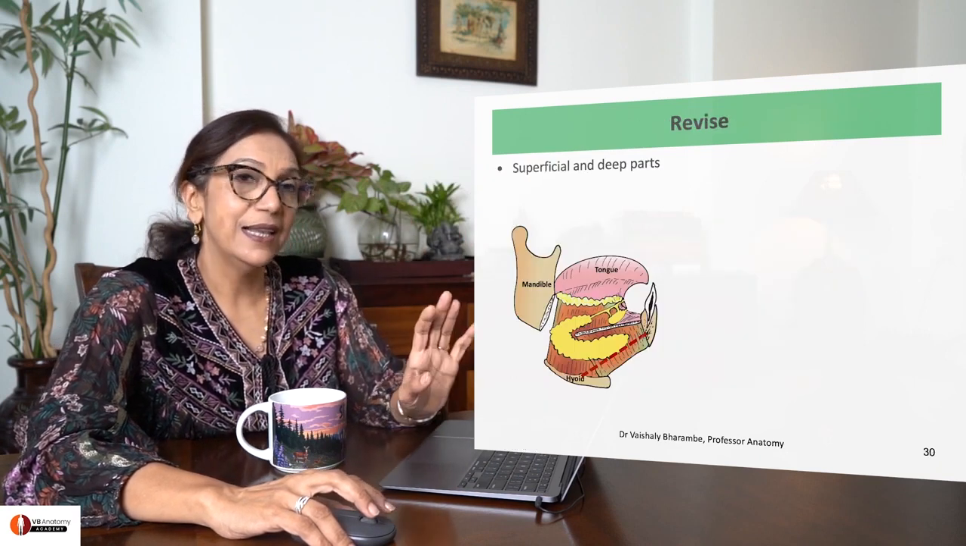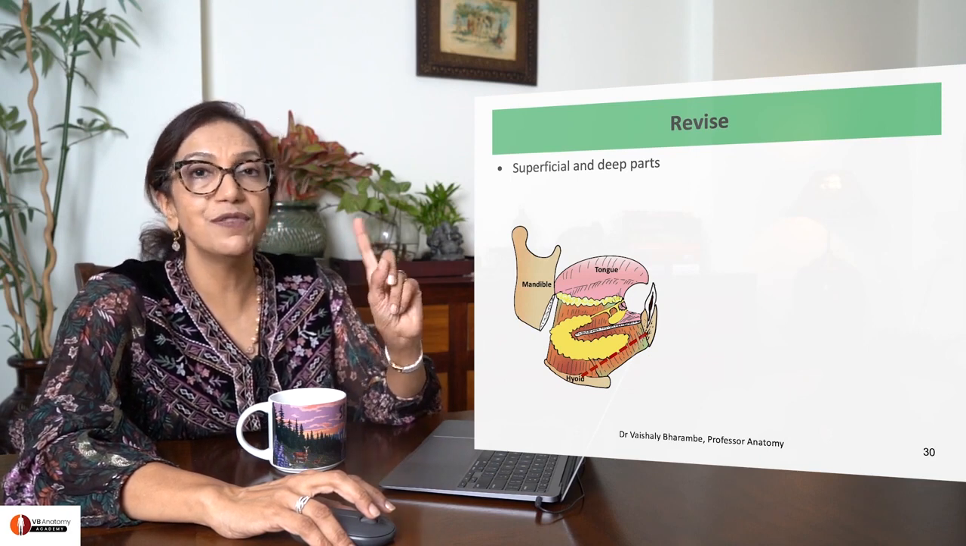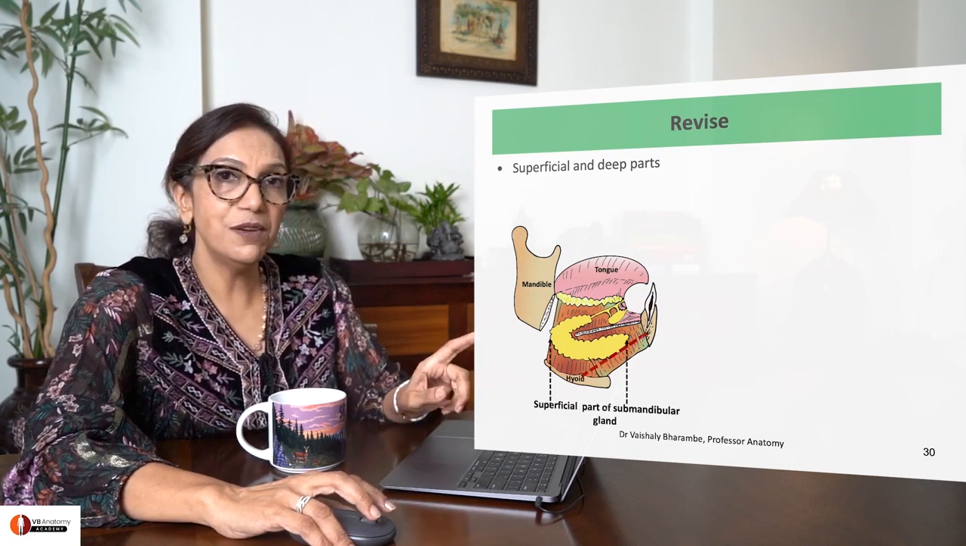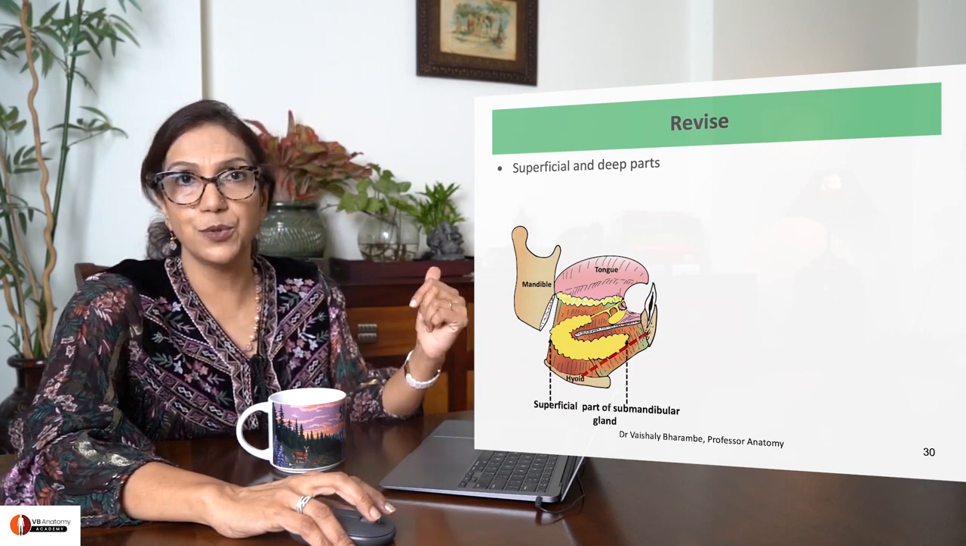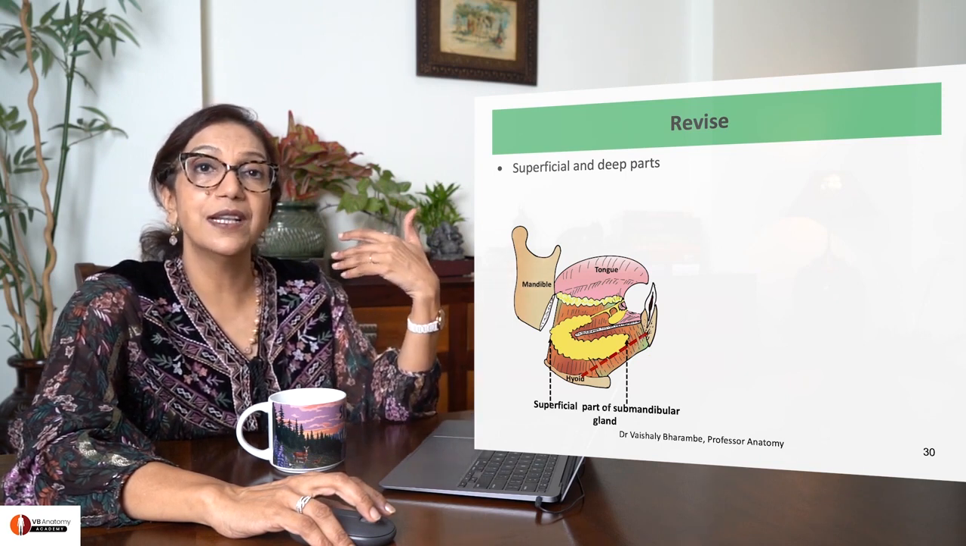Okay. So here, let's revise. We know that submandibular salivary gland is divided into superficial and deep, larger superficial, smaller deep. The superficial part has got an anterior end and a posterior end. Anteriorly till the anterior belly of digastric, posterior till which ligament?